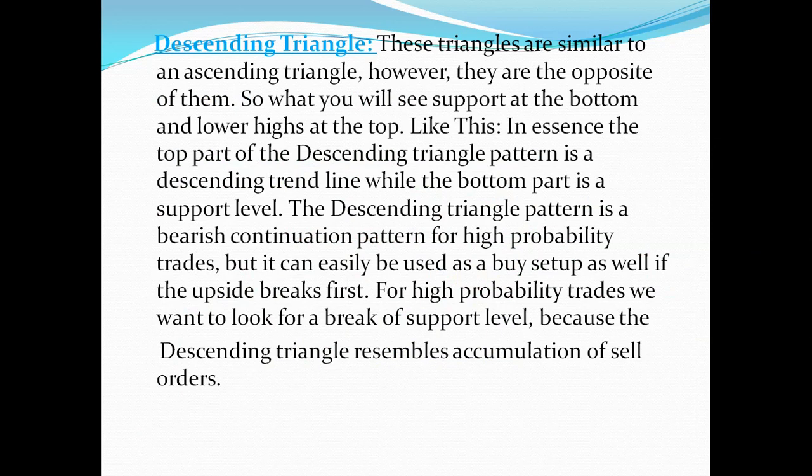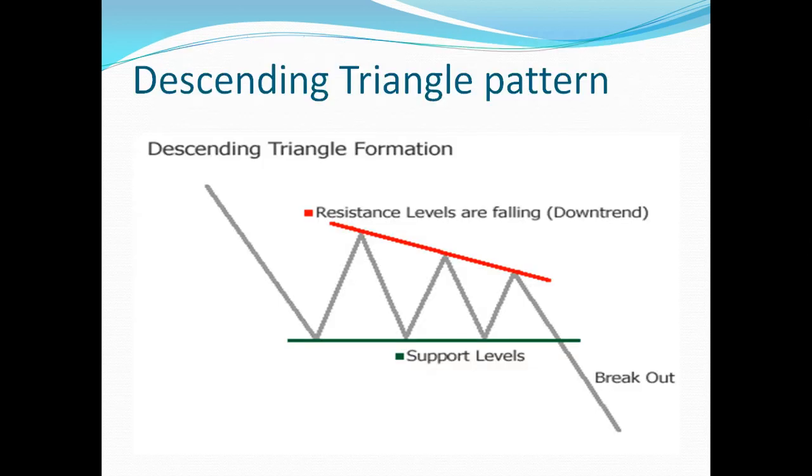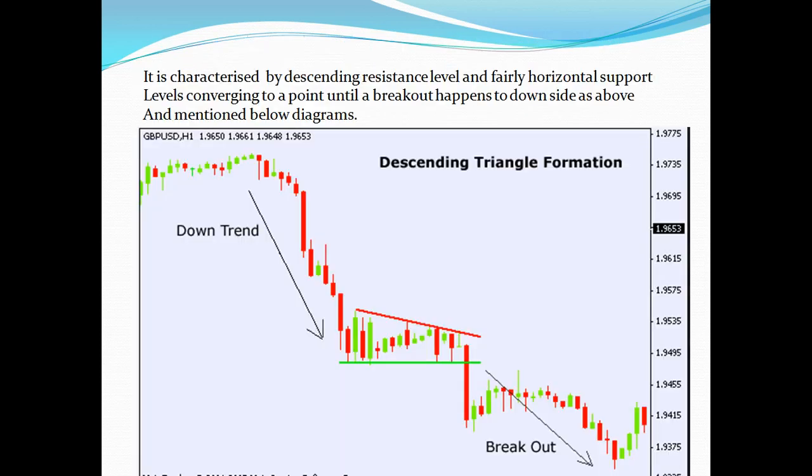The third is the descending triangle. These triangles are similar to ascending, however they are the opposite of them. What you will see is support at the bottom and lower highs at the top. So you see here support at the bottom, and it is going for a breakout. Then you go here, you see that the stock is going down, and here you see support and resistance, then it is going for a breakout.